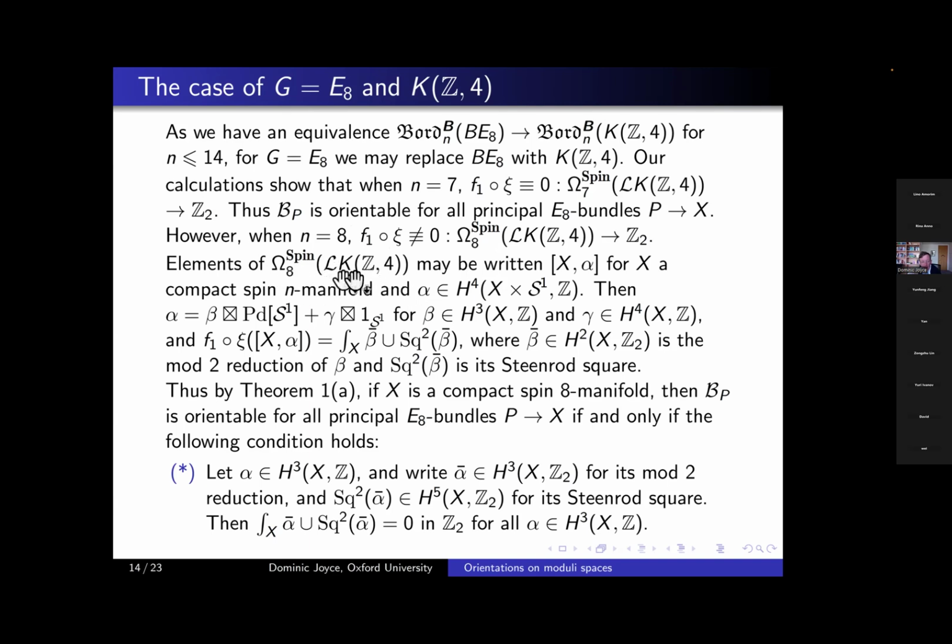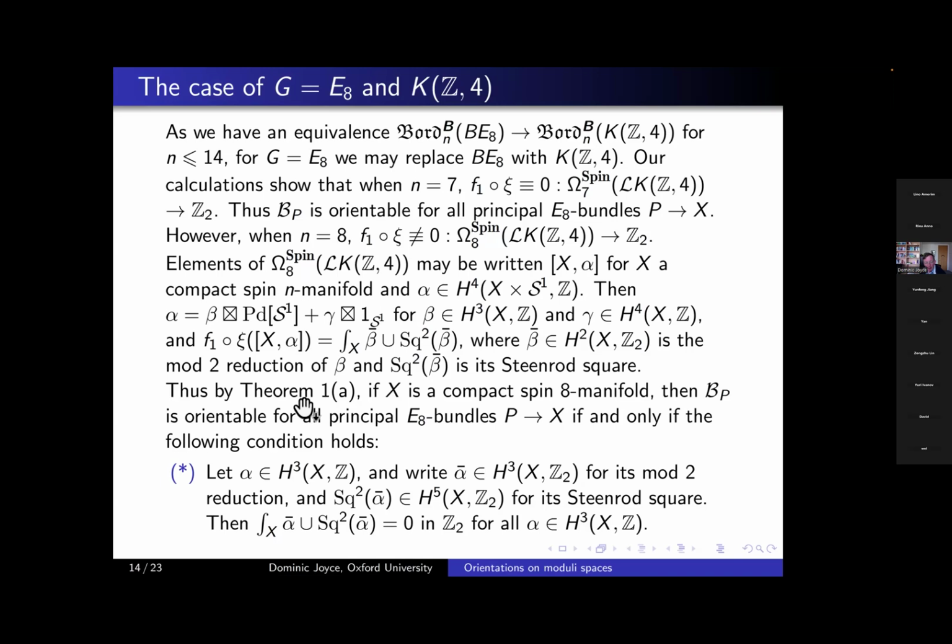So elements of this thing can be written as [X, alpha], where X is a compact spin n manifold, and alpha is a 4 cohomology class on X cross S1. So therefore, you can use Künneth in this case because the cohomology of X is free, and of S1 is free, we can write alpha as beta tensor the fundamental class of S1 plus gamma tensor 1, where beta is a 3 cohomology class and gamma is a 4 cohomology class on X. Then it turns out that F1 composed with psi of your pair [X, alpha] is the integral over X of beta bar cup the Steenrod square of beta bar, where beta bar is the mod 2 reduction of beta in the third cohomology group of X over Z2.